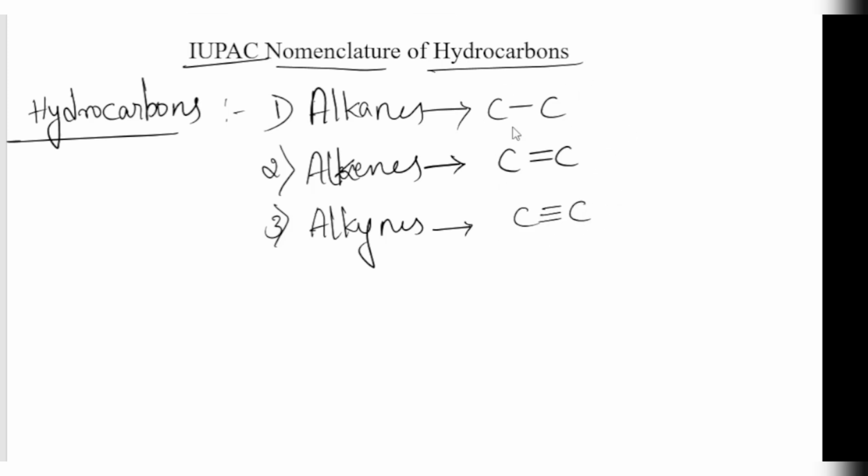Regarding hybridization and all, I discussed that in the previous video. I will give the link in the description. Now for alkanes, what is the hybridization over here? It is sp3, here sp2, and for alkynes it is sp.